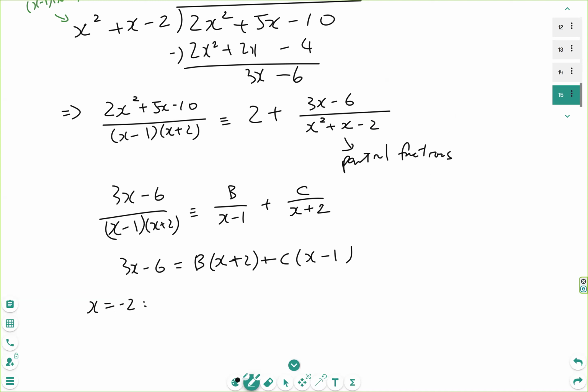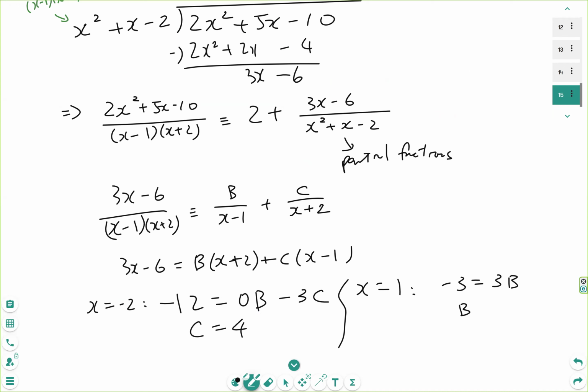It happens to everyone. Minus 12. So that's 0b, minus 3c, so c equals 4. And then when x equals 1, which is the other root, you get minus 3 equals 3b, so b equals minus 1.